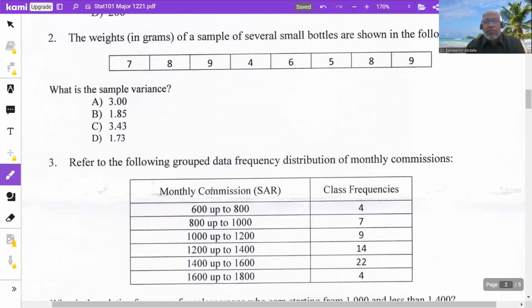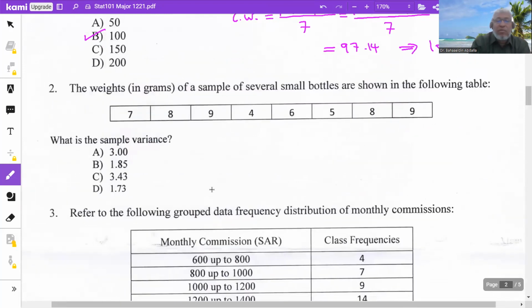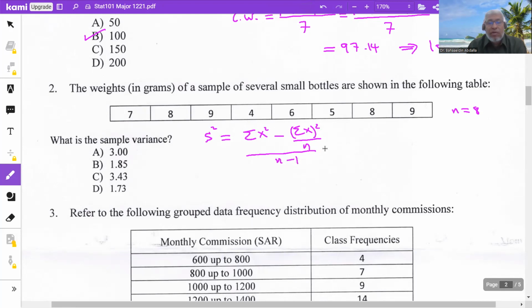The weights in grams of a sample of several small bottles are shown in the following table. We have 8 in the sample size. What is the sample variance? Well, you can use the calculator to find the sample variance. Or if you don't have a calculator, use the formula. This is the sample, so S squared. The computational formula: summation x squared minus summation x all squared over n, all over n minus 1.